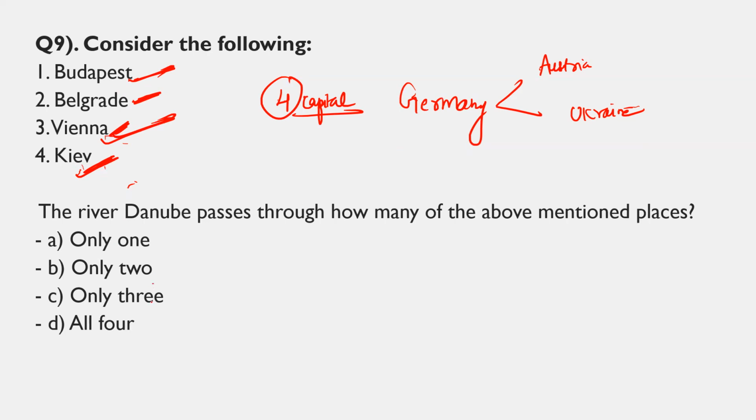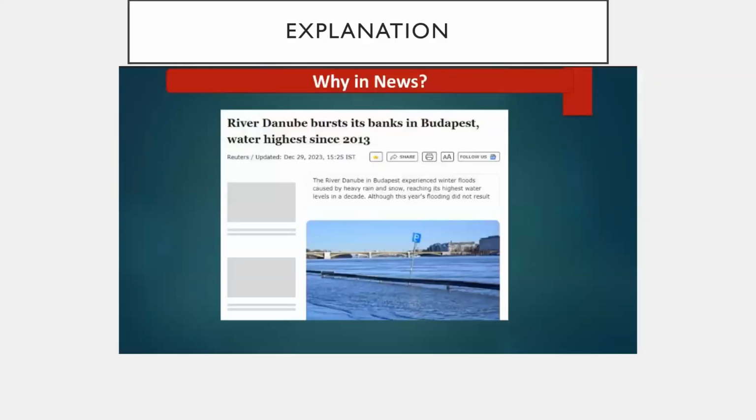So all four are the correct answers for this question. It passes through all four places. You can write this down in your notes. The River Danube in the region of Budapest is experiencing floods caused by heavy rain and snow, which is why it is reaching its highest water levels in a decade. That's why this topic was in the news. You must know the names of the countries as well as the capital cities, so write down all of these facts in your notes.